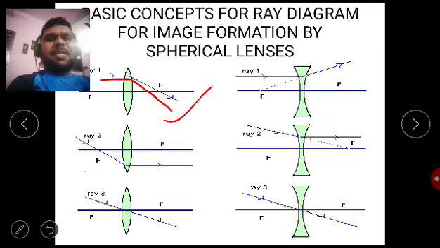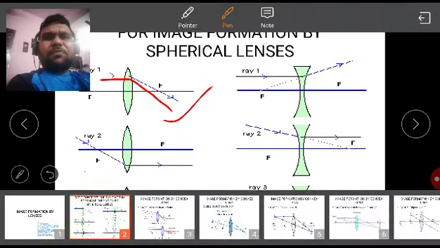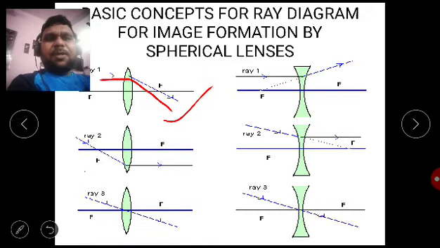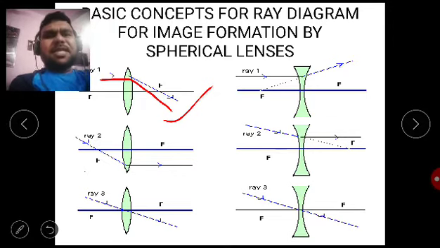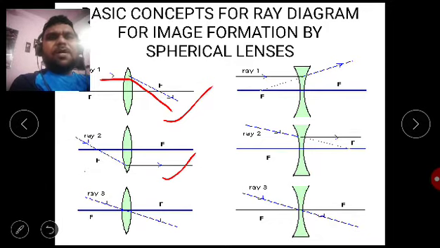In the second scenario, when a ray of light is passing through the focus first, that is given by F, what will happen? After refraction, the ray of light will travel parallel to the principal axis. This is case 2. When a ray of light is passing through first focus or focus 1, after refraction it will travel parallel to the principal axis.